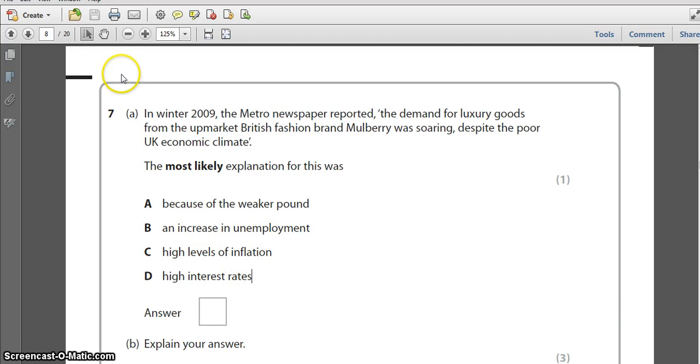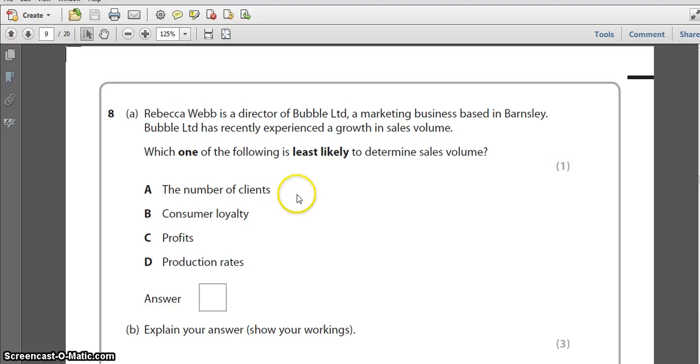It must be A. And the final multiple choice question, Rebecca Webb is a director of Bubble Limited, a marketing business from Barnsley. Bubble Limited has recently experienced a growth in sales. Which one is the least likely to determine sales volume? The answer would be C.